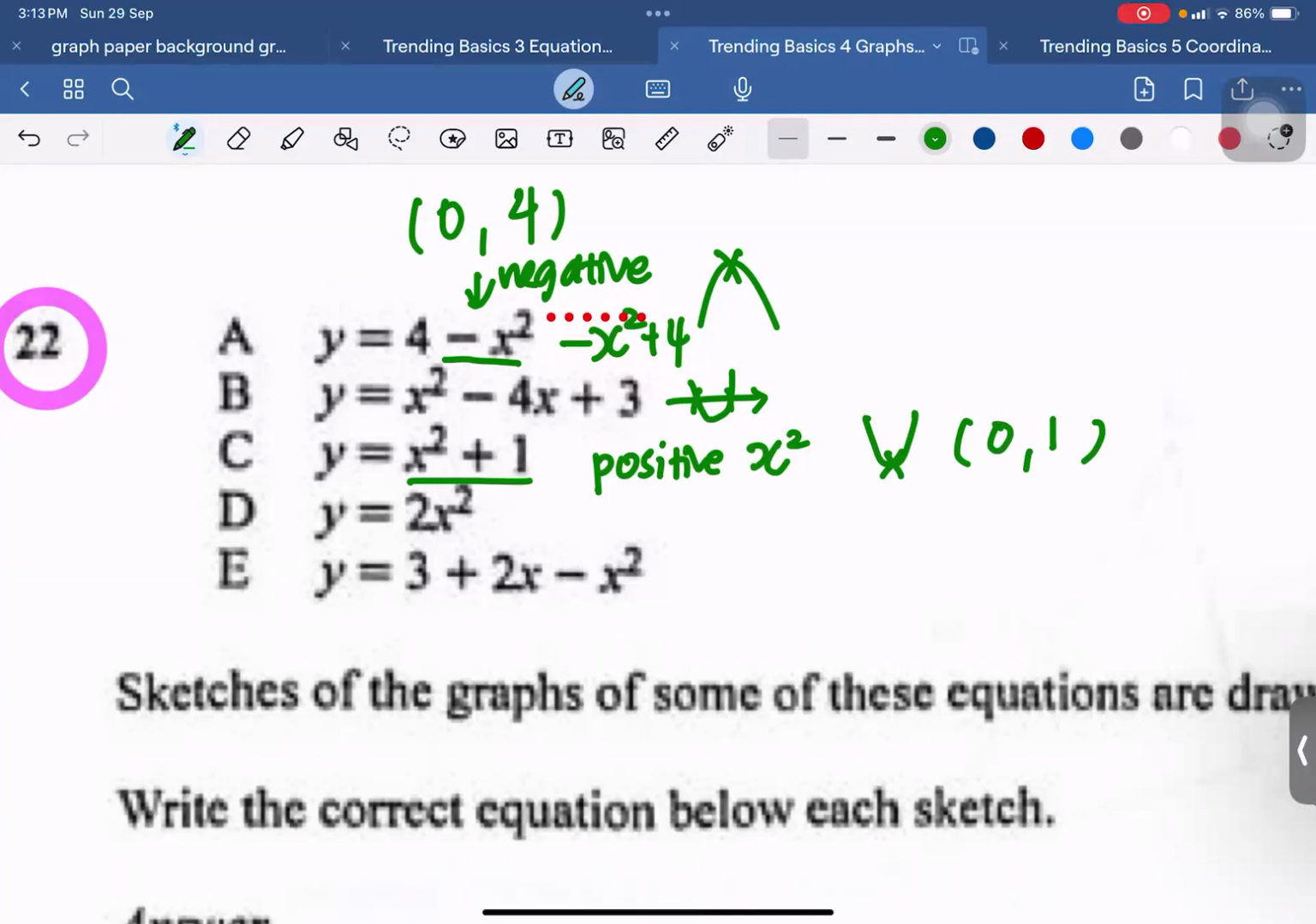Okay, 2x squared just becomes steeper, but there is no y-intercept. If there's no y-intercept, it actually means plus 0. That means it's at the point 0, 0. Okay, the curve will be just at 0, 0.